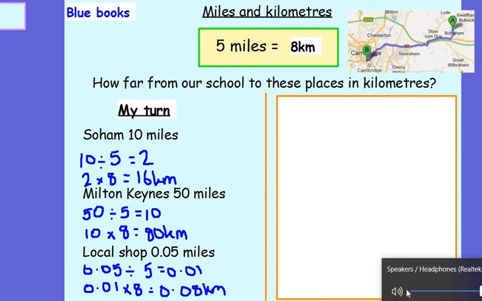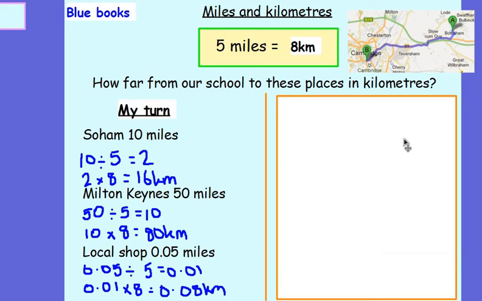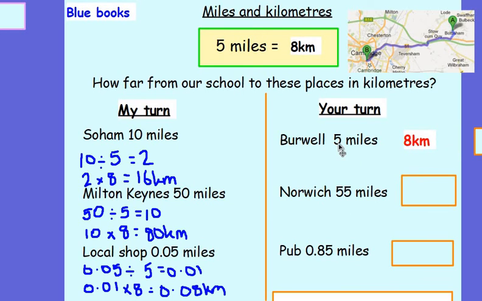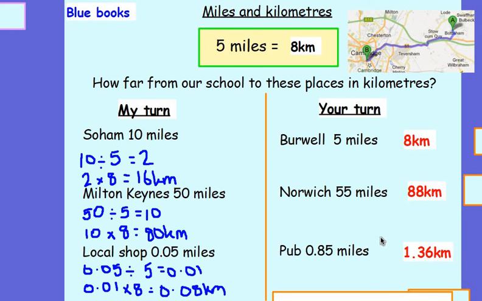Over to you, Year 7, in your dark blue books. Can you pause the video for a couple of minutes and work out how far away these places are from Bottisham Village College? Off you go. Okay, Burwell is 8 kilometres away. 5 divided by 5 gives me 1, times 8 gives me 8. Norwich is 88 kilometres away. And the local pub, you should have got 1.36 kilometres away. Please make sure you've got these examples in your dark blue books for me.